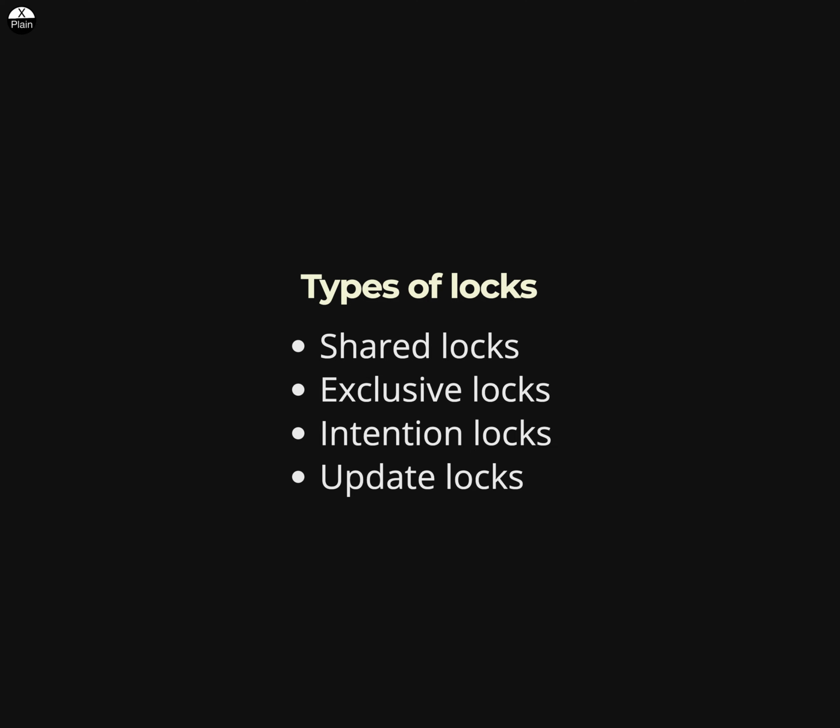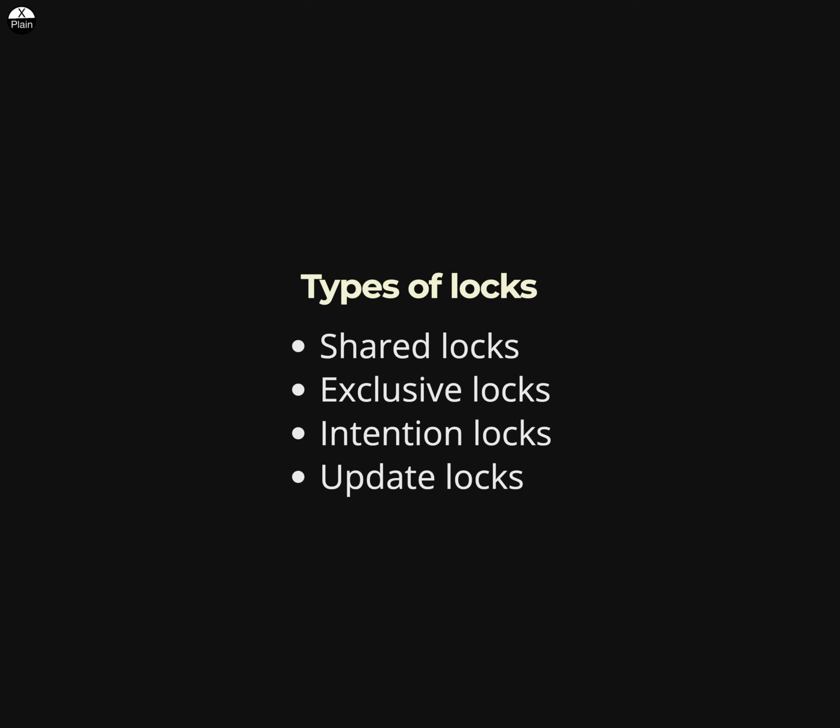A shared lock allows multiple users or processors to read the data but prevents them from modifying the data until the lock is released. An exclusive lock allows a single user or process to modify the data but prevents any other users or processes from accessing the data until the lock is released.